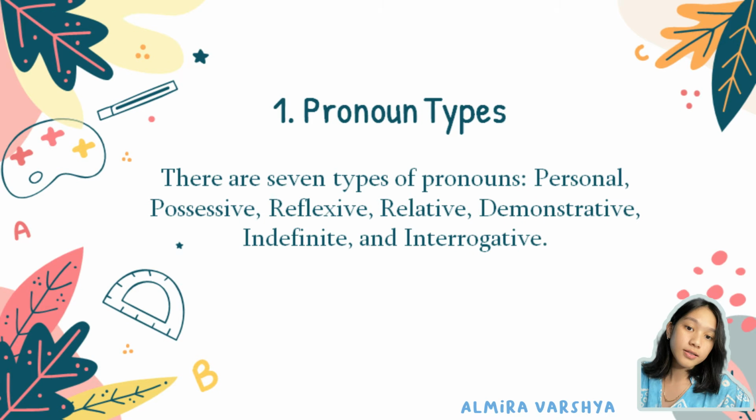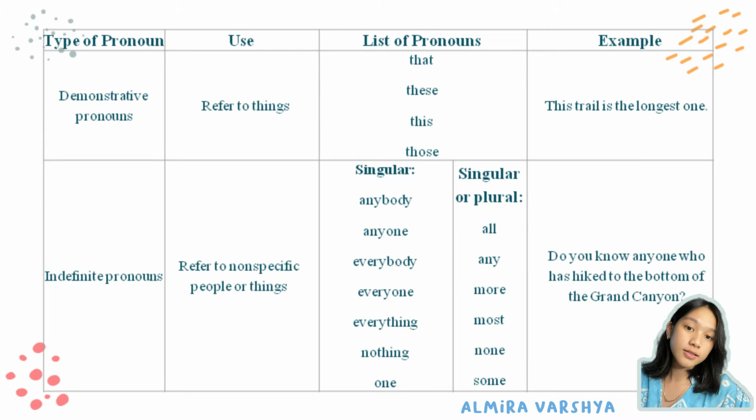Pronoun types. There are 7 types of pronouns. The first one is personal, possessive, reflexive, relative, demonstrative, indefinite, and the last one is interrogative. And now let's study the following table for an overview of the different types of pronouns. There are type of pronoun, use, list of pronouns, and example.